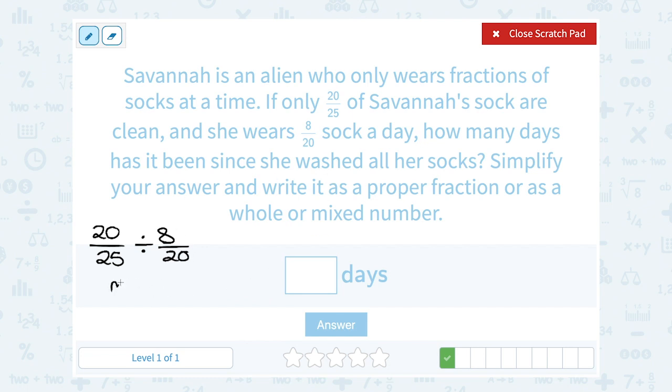Okay, our rule here is that we're going to multiply by the reciprocal. So we have 20/25 times the reciprocal of this second fraction, which is what you get when you flip it. So 8/20, we're going to flip that, and that's going to become 20/8.